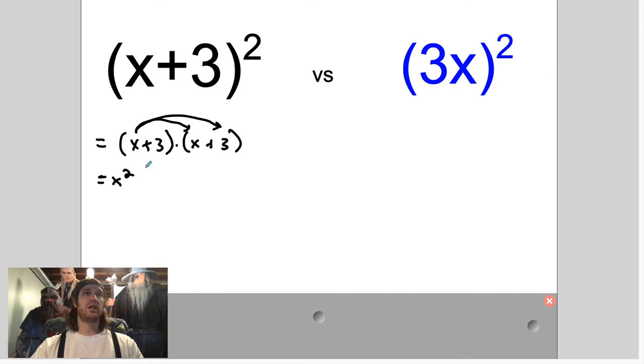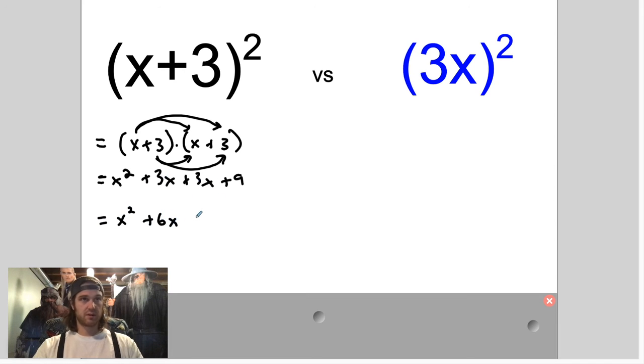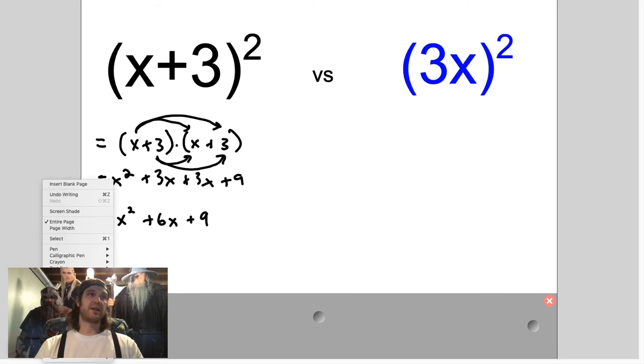X times 3 is plus 3x. 3 times x is plus 3x. And 3 times 3 is 9. Now we have 2 like terms in the middle, and you get x squared plus 6x plus 9. Pretty exciting. Okay, this should not be confused, and this is where people make mistakes.